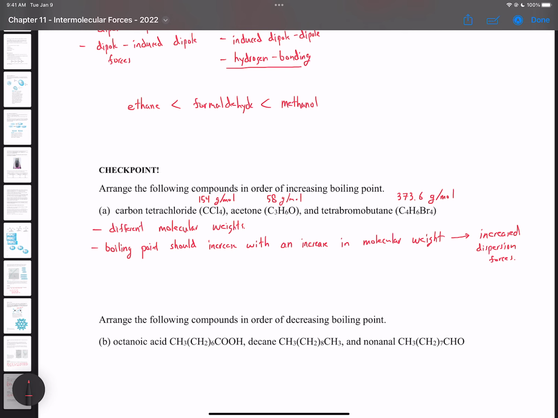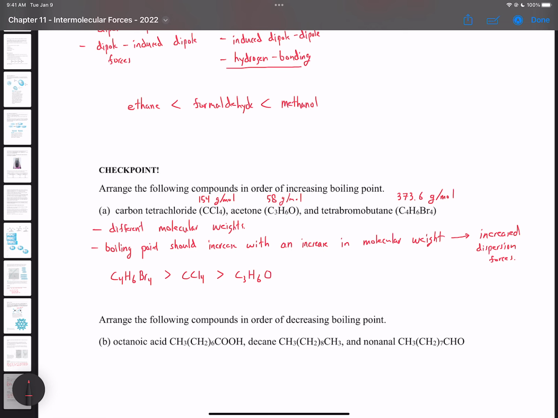So by this logic of increasing molecular weight for stronger intermolecular forces, we're going to say that tetrabromobutane will have the highest. So we're going to say C4H6Br4 will be the largest boiling point, so it's going to be greater than the carbon tetrachloride, which is greater than acetone, which has the lowest boiling point. Okay, so that's our prediction there, based on the molecular weight.